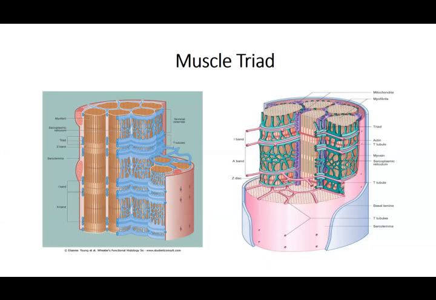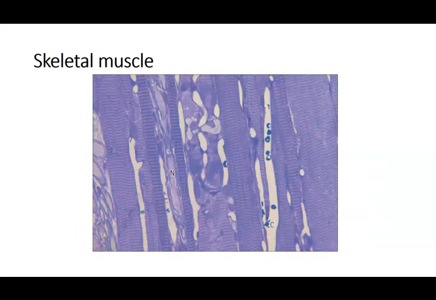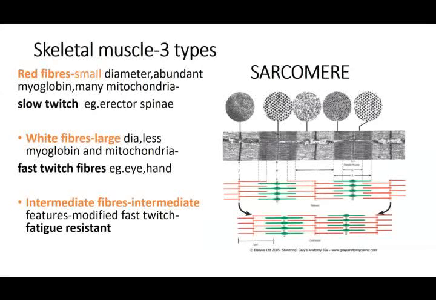It was a dyad in the cardiac muscle and it is a triad in the skeletal muscle. You see the striations here. There are three types of muscle fibers: red fibers, white fibers, and intermediate fibers. Red fibers are small in diameter and slow in twitch. That is the way your erector spinae, which maintains your posture, can keep contracted slowly and gradually and keep your body erect.